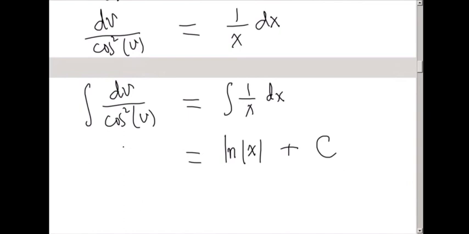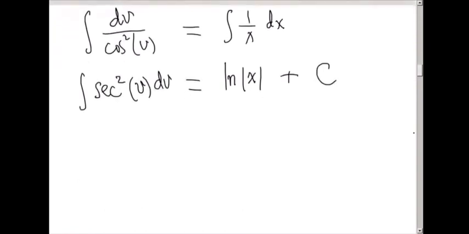What about the integral of 1 over cosine squared v? It's a little bit tricky. You need to remember 1 over cosine squared is secant squared. And then what is the integral of secant squared? This is tangent. So we have tangent of v is natural log of x plus c.